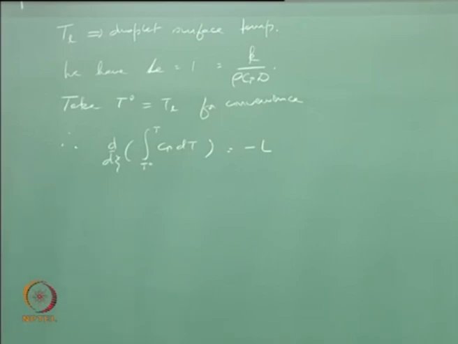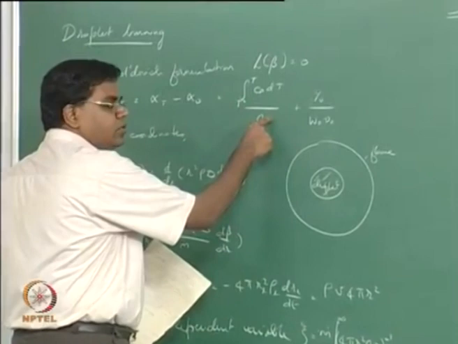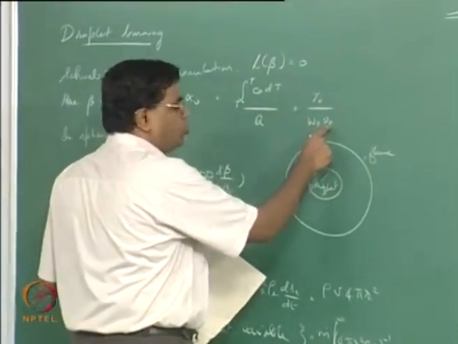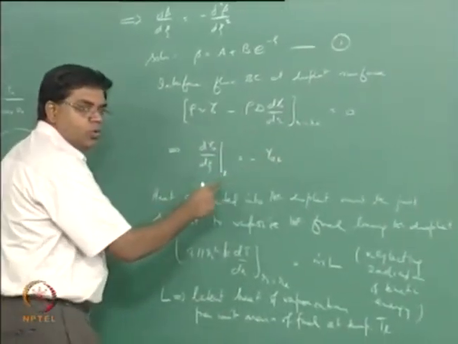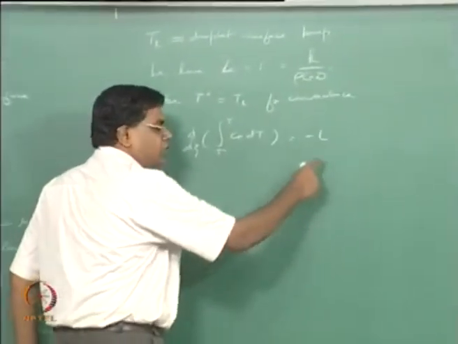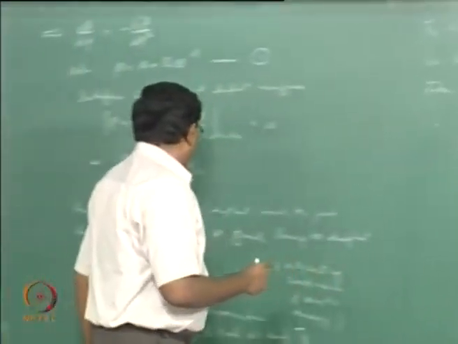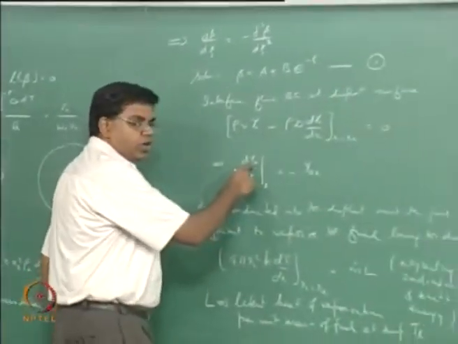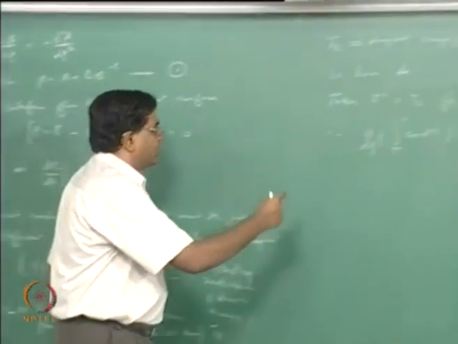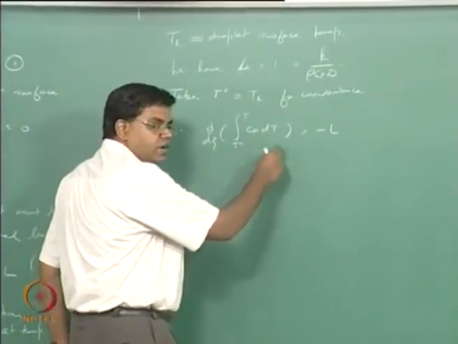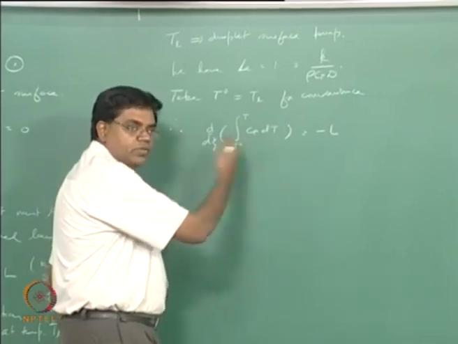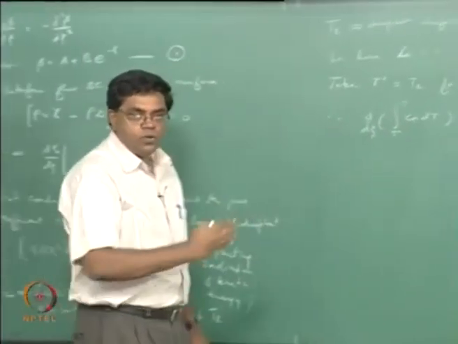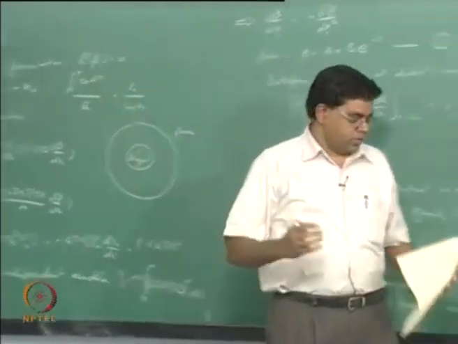So if you now try to say, I will divide this by Q and this by W O nu O, which means I go back and divide this by W O nu O and this by Q, I will have, wherever I have a Y O, an alpha O, and wherever I have the integral T naught to T Cp dT divided by Q, I will have an alpha T. Then subtract one from the other to get alpha T minus alpha O, which means we get the beta, right.